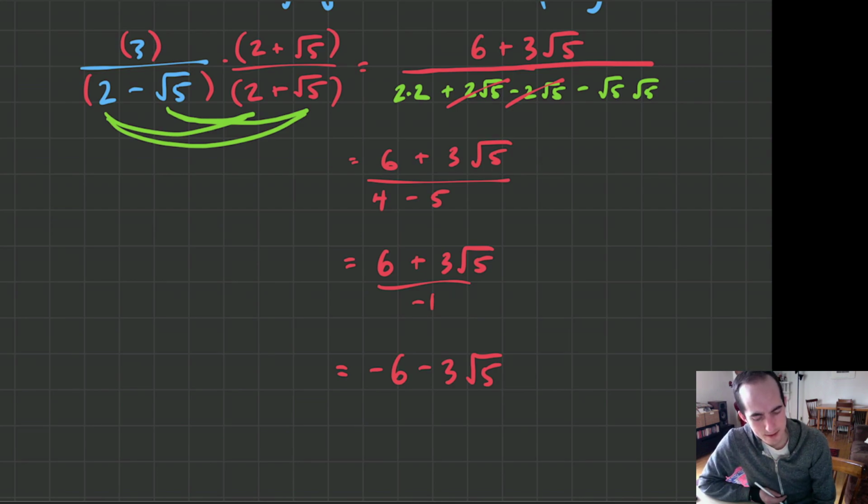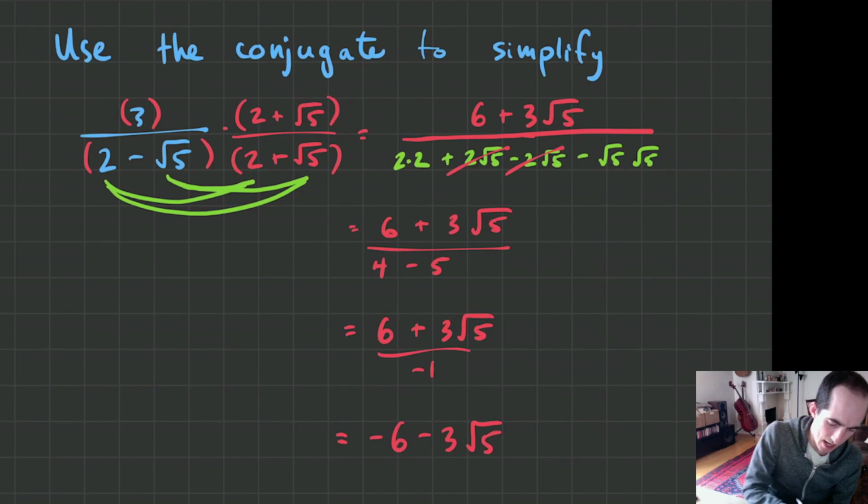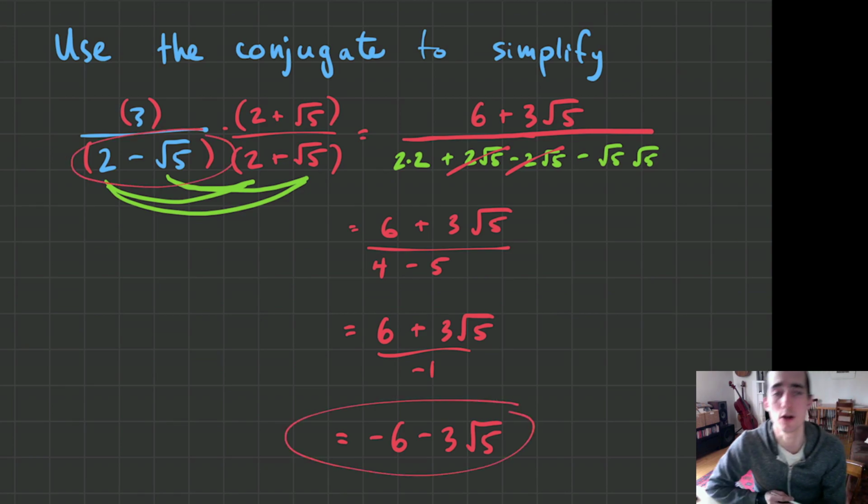So there you go. Not only did we start off with an irrational denominator, but we ended with something that had no denominator. So it's much more straightforward. I'm hoping that is some motivation for you as to why we do what we do.